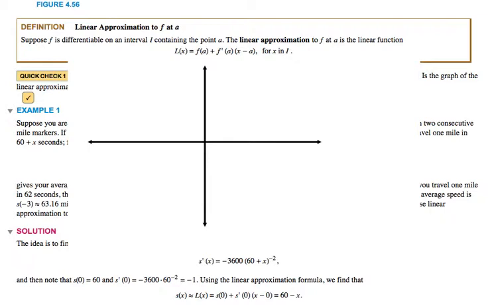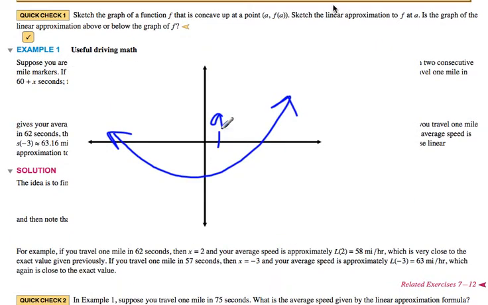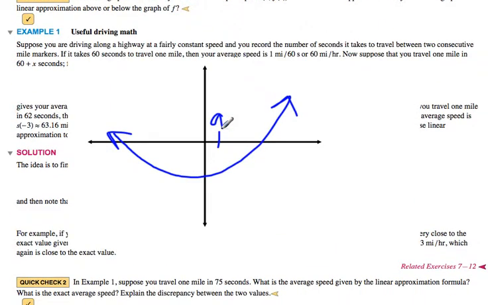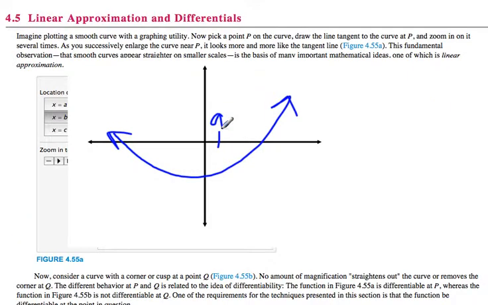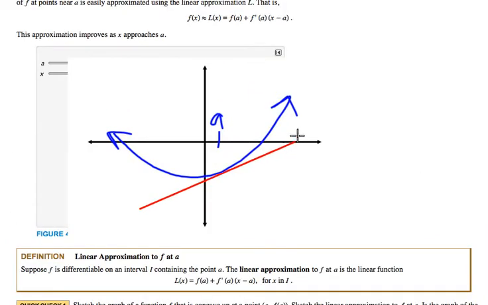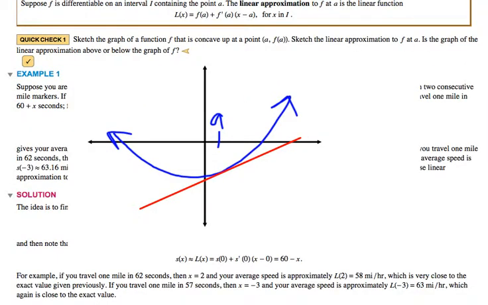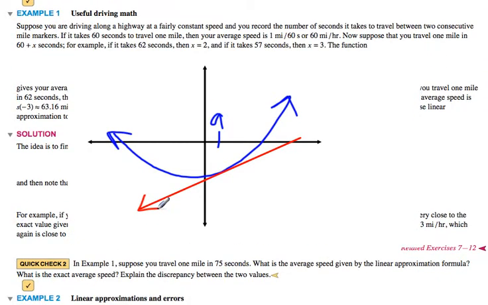Okay, so here I'm going to sketch the graph of a function that's concave up. So here's my concave up function, and I'm going to define point A on this function somewhere within the interval. The quick check then goes on to say to sketch the linear approximation to f at A. So we want the tangent line of this function at point A. So based on that, I'm going to look and say that that's going to be somewhere in that neighborhood. So here's my linear approximation, or this is L of x.